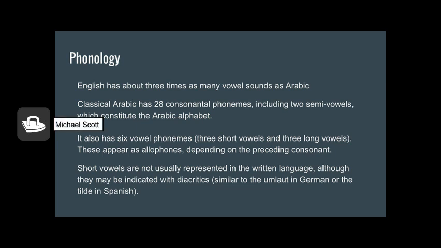Okay, a little bit on Arabic versus English phonology. English does have about 3 times as many vowel sounds as Arabic. Last class, we talked about the consonant phonemes of 28 and the semi-vowels. We do have a couple of semi-vowels in English that I recall from way back when.